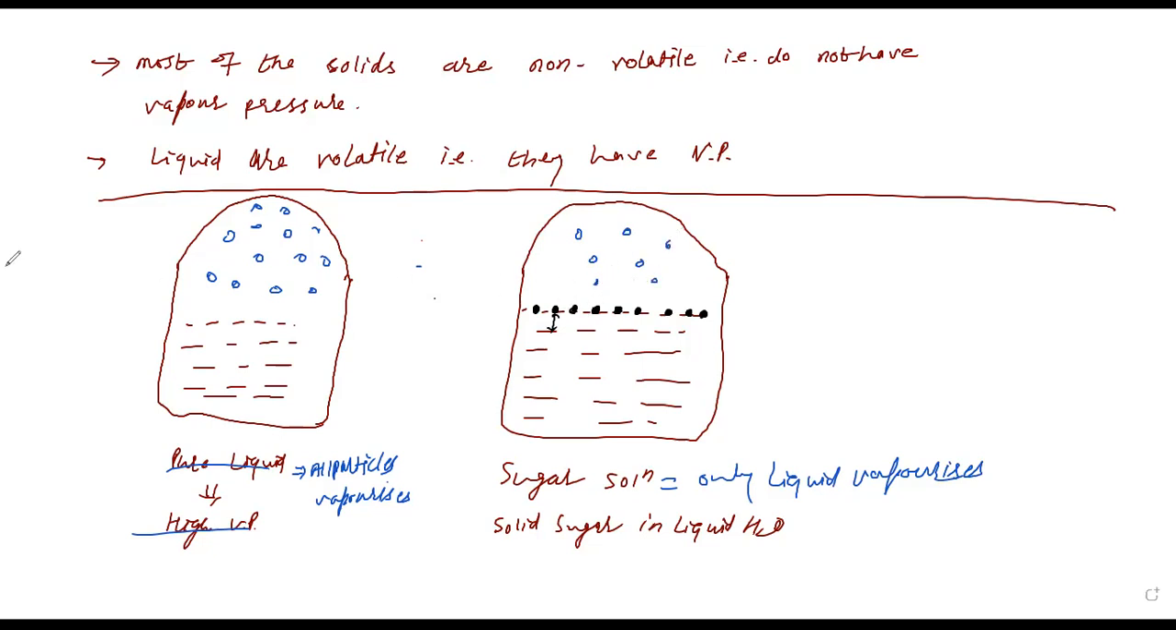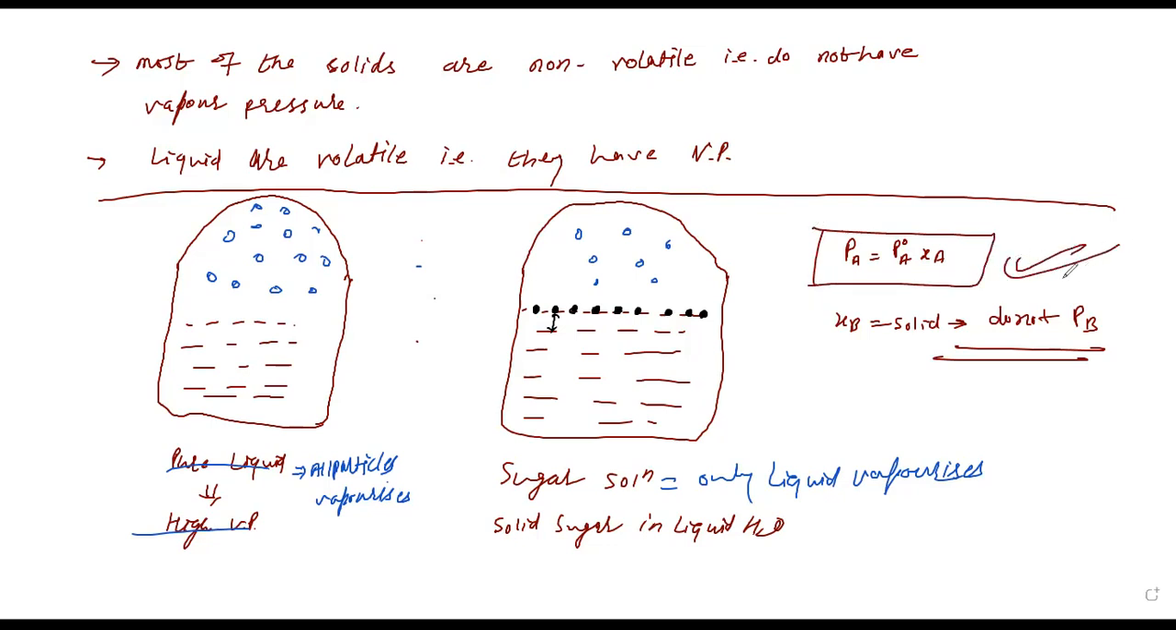If you are calculating the vapor pressure in this case, we can write P_A equals P naught A times X_A, and there will not be a P_B. If you are talking about X_B as solid, solid does not have P_B. It cannot vaporize. So here you have to apply only this formula. Only one equation will be there, for a solid in liquid, because the solid is not going to vaporize, only the liquid.